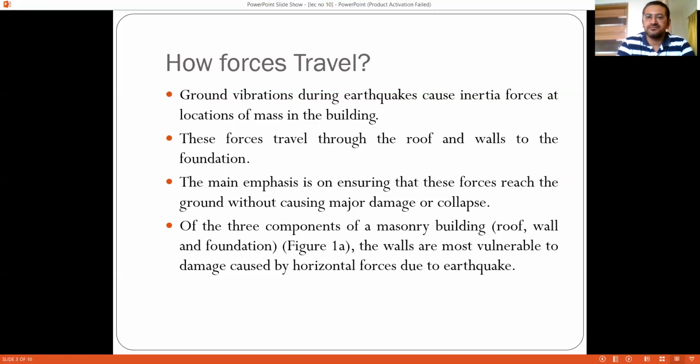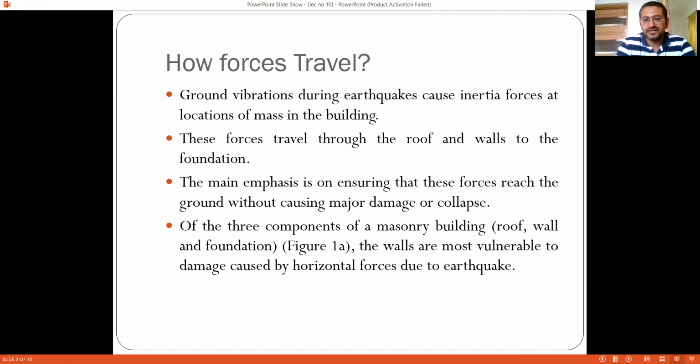However, in case of a masonry building, the flow is going to be from the roof to the walls, then to the foundation and to the soil below. The main emphasis is on ensuring that these forces reach the ground without causing major damage or collapse.